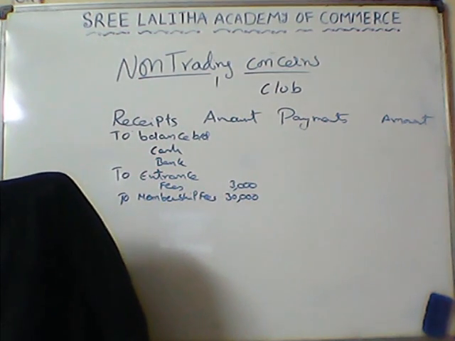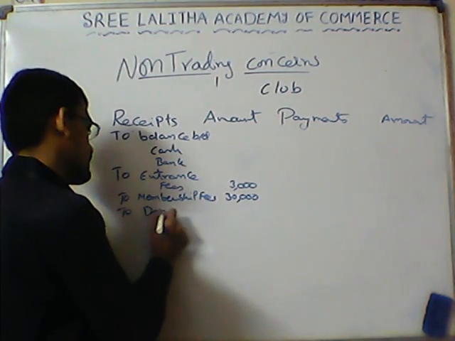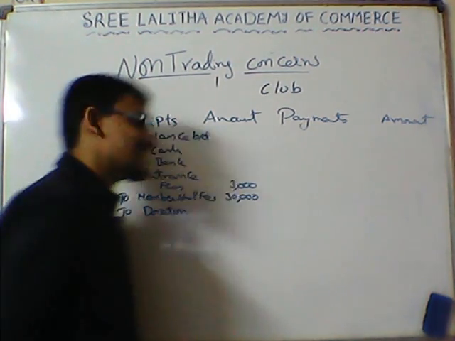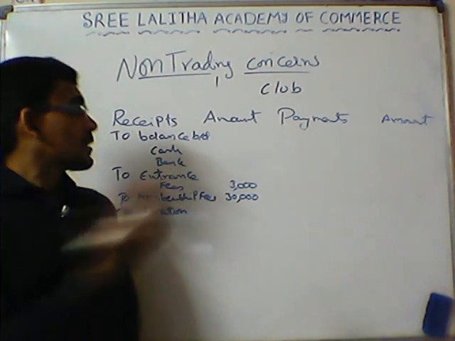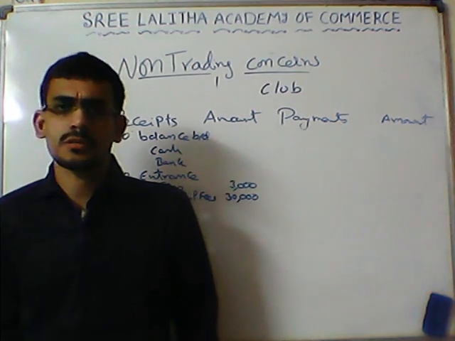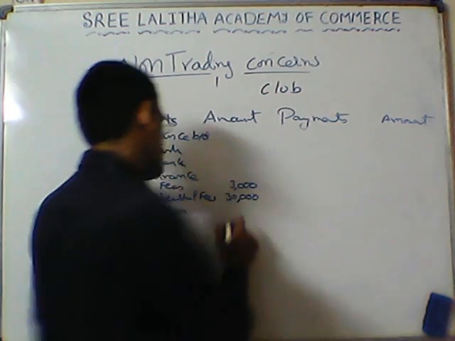Next is what? Donations for the club pavilion 1 lakh. To donations. So in order to construct a club, in order to construct a cricket pavilion, the club has received some sort of donations. So which is amounting to how much? Which is amounting to 1 lakh.